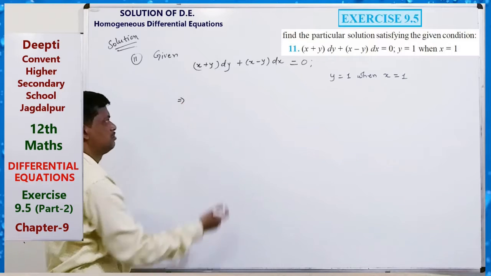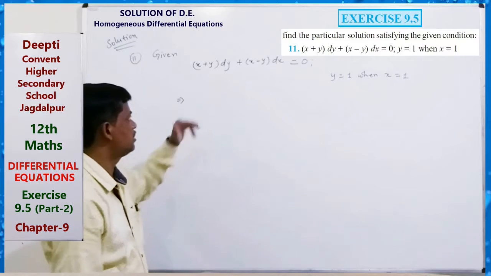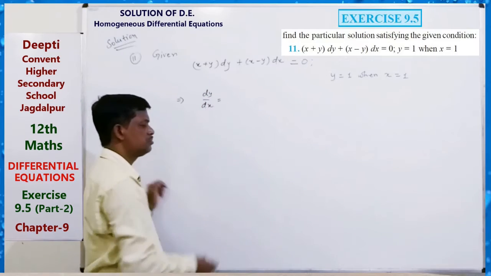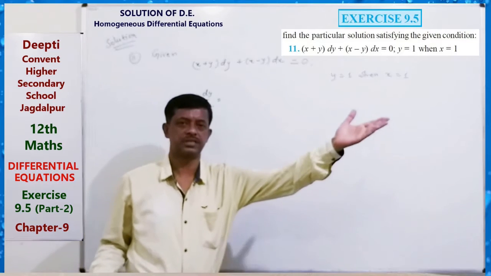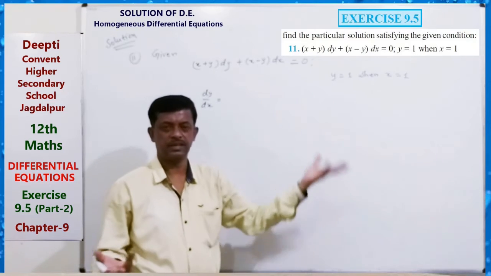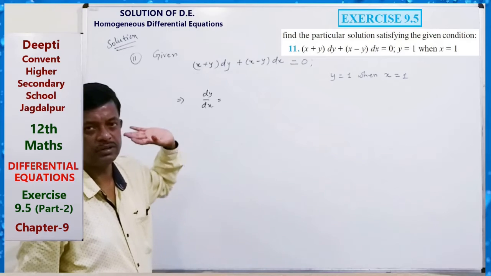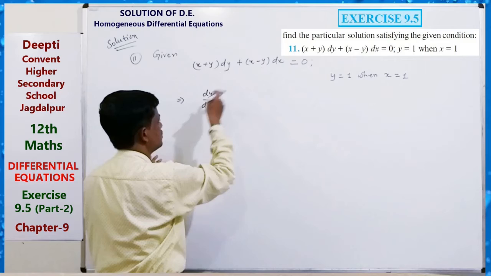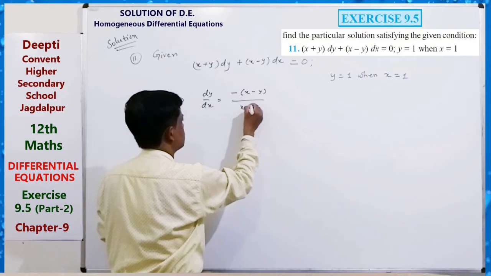So just try to solve it as a homogeneous equation, because here we can write dy by dx. First of all, we have to solve this and find the general solution in terms of the constant, and finally by using this condition we can get the value of the constant and put it into the general solution. Here dy by dx equals minus (x minus y) upon (x plus y).